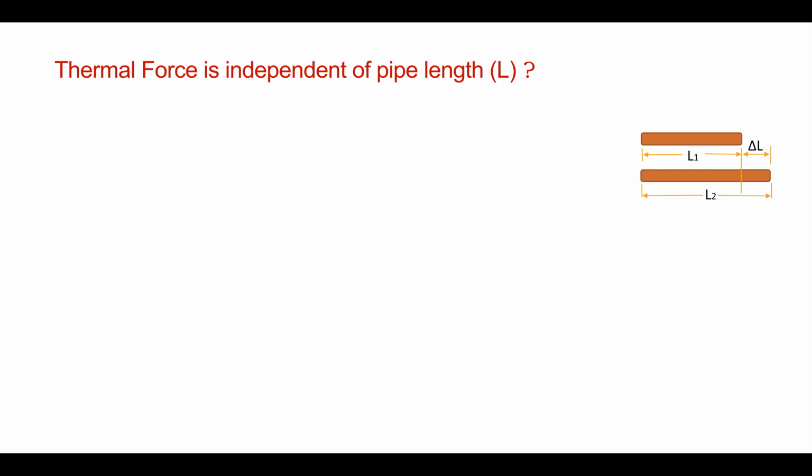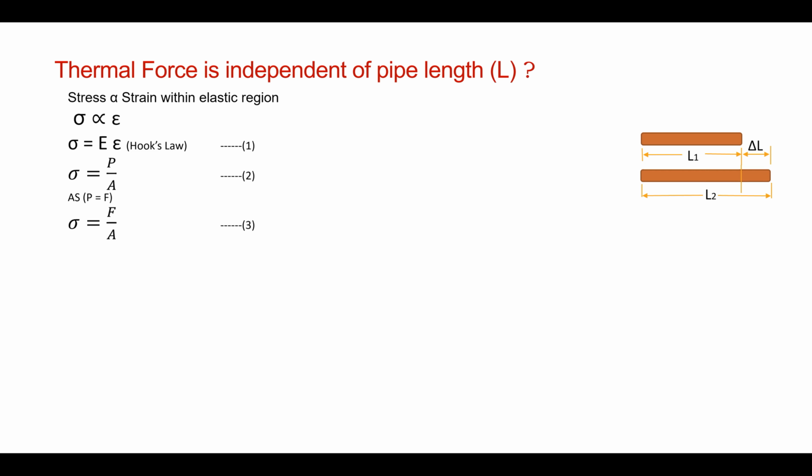As we know, stress is directly proportional to strain within the elastic range, meaning it obeys Hooke's law. So sigma is directly proportional to strain, and sigma is equal to E epsilon, which is Hooke's law. This is equation 1. We also know that sigma is equal to P over A, and in our case P is equal to F, so sigma is equal to F over A. From equation 1 we can say that E is equal to sigma over epsilon. From equations 3 and 4 we can conclude that E is equal to F over A over epsilon.